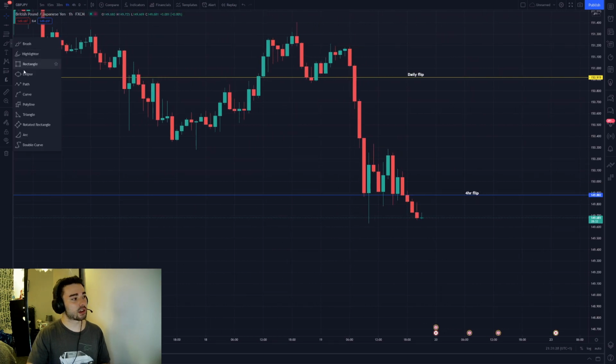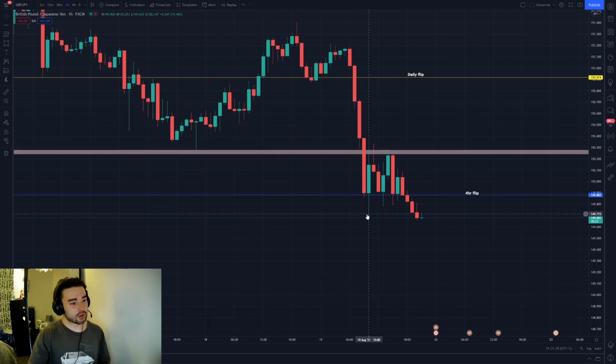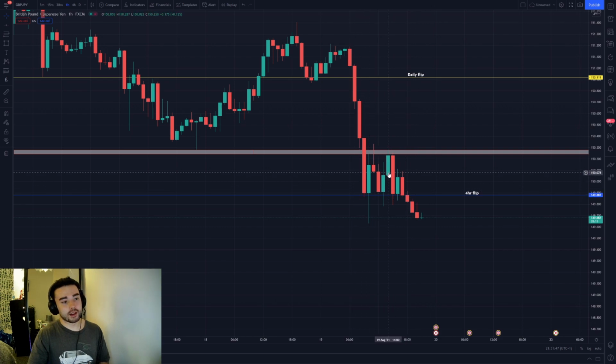So I also know here that we have a resistance line right here. You can see this is resistance because this candle here pushed all the way down, came back up. This candle couldn't close above this region, then came back onto support, which is this 4-hour support here. Then we came back up, rejected it again. So you can see that this level here, 150.25 area, is a very, very big resistance.